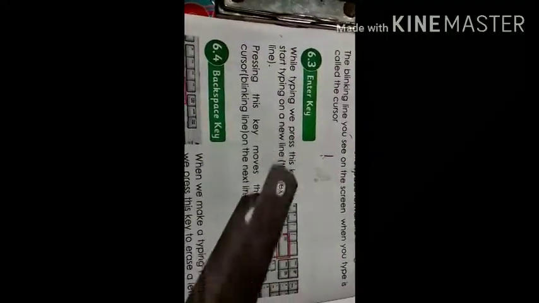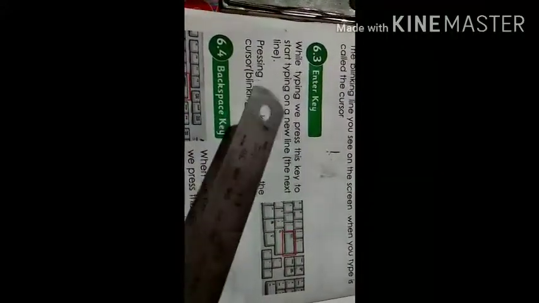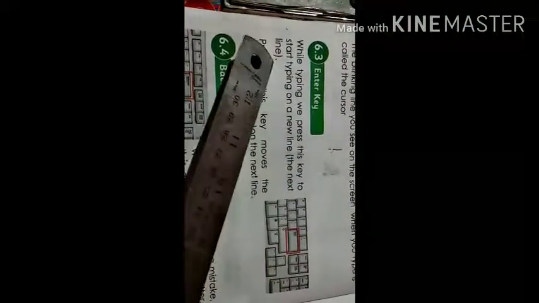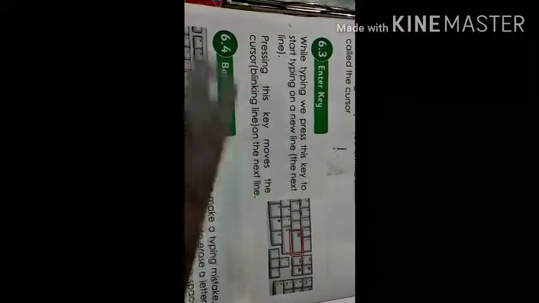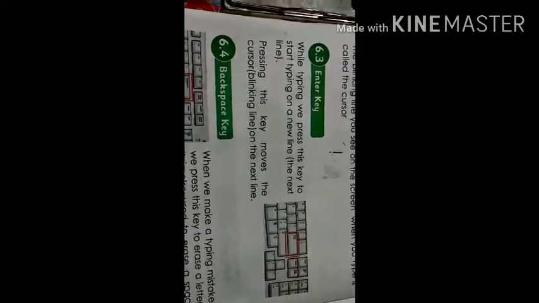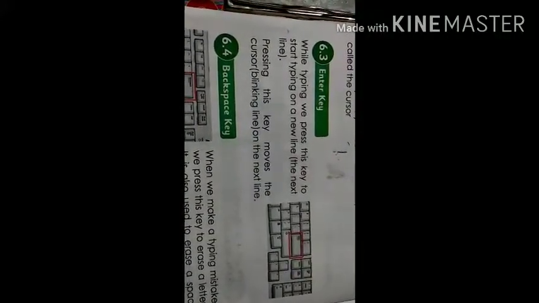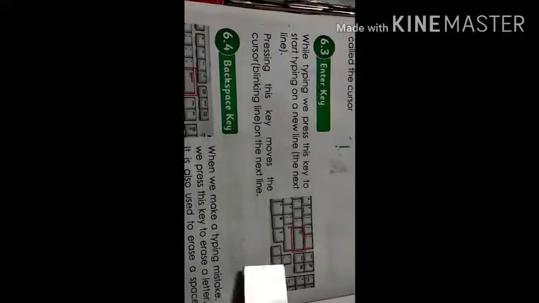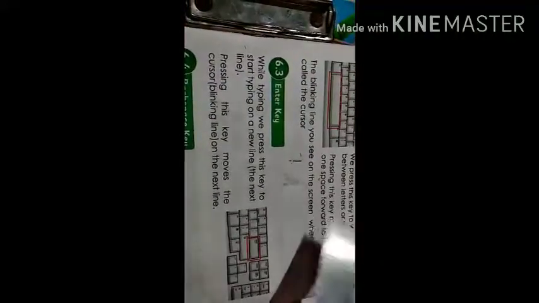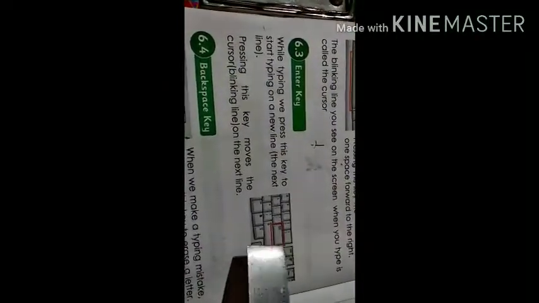Next we have the enter key. While typing, we press this enter key to start typing on a new line. Pressing this key moves the blinking cursor to the next line. If you want to start typing on a new line or next line, this key is useful, and when you press this key, the blinking cursor moves to the next line. So the spacebar is for giving space. The enter key is used to come on the next line or new line.